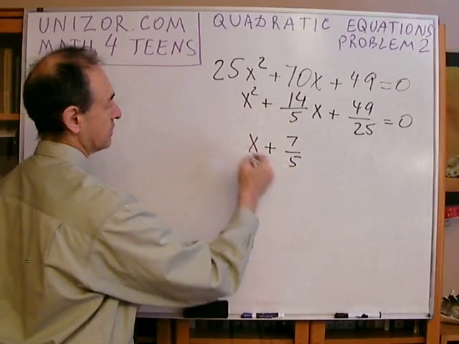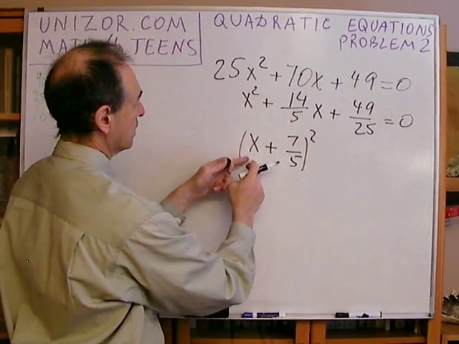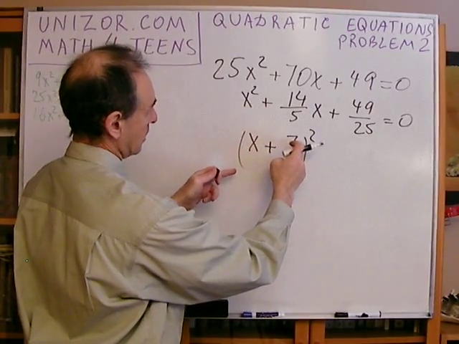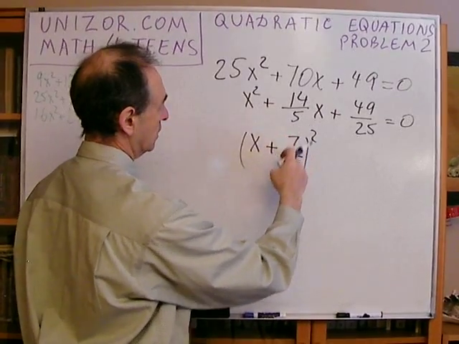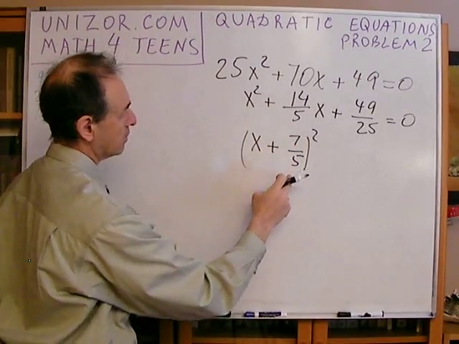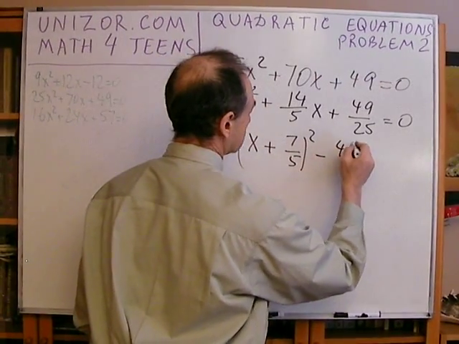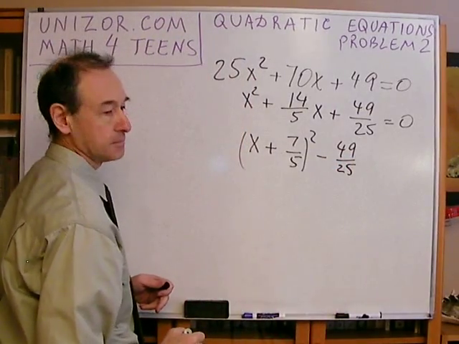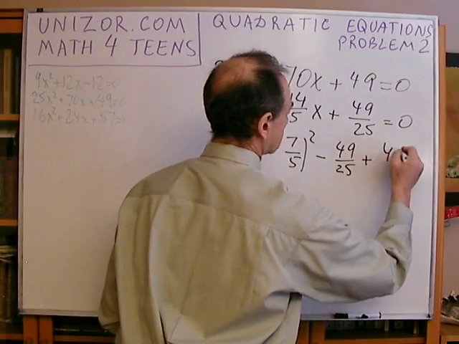All right, as usual, remember, this coefficient is double what we have to put here, so half of it will be 7 fifths squared. That would give me x plus 7 fifths squared: x squared plus 2 times x times 7 over 5, which is 14 over 5 x, plus the square of the free member, which is 49 over 25. So I have to subtract 49 over 25 to make it invariant, and I still have my plus 49 over 25.